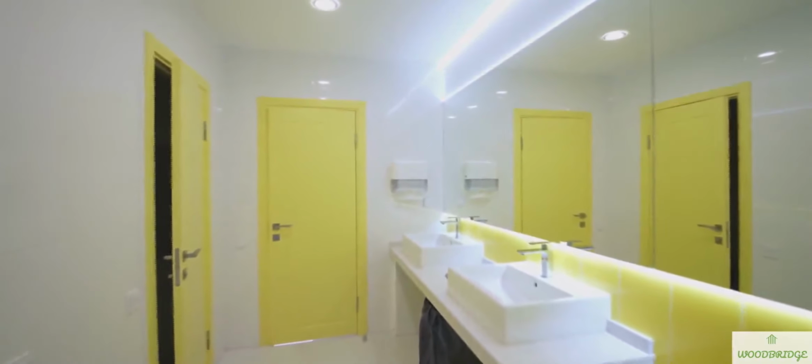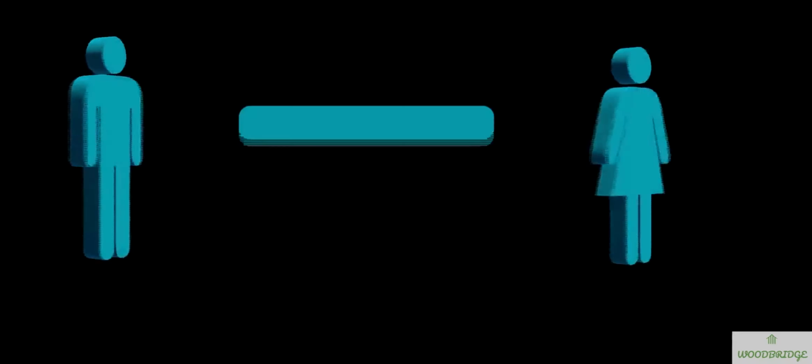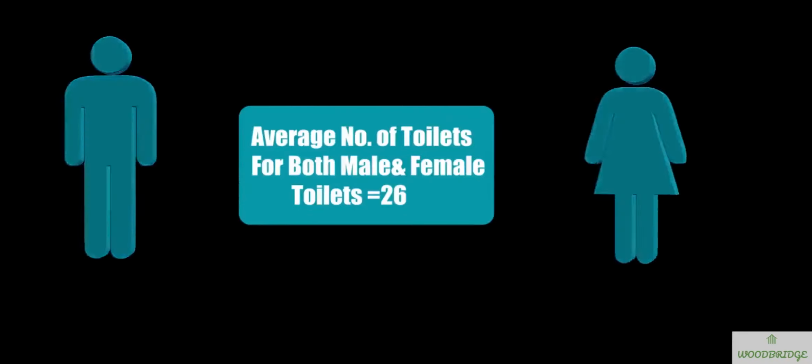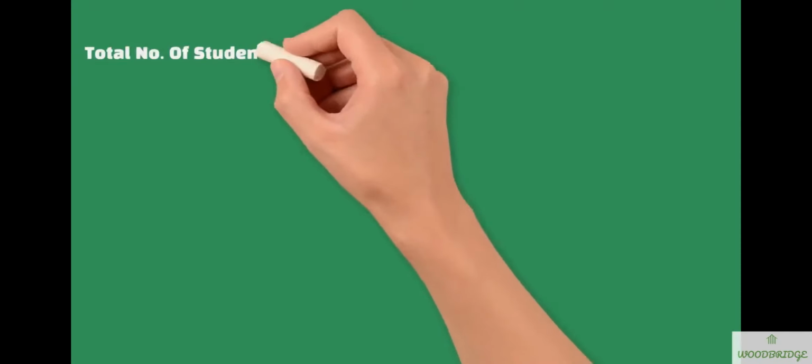At one, it was found that there was an average of just one toilet for every 38 girls, while the overall average of toilets for all students, male and female, was 26. How unfair is that? This is an interesting problem, and it's a little tricky, but the maths is quite simple when you break it down. There are only a few elements here.